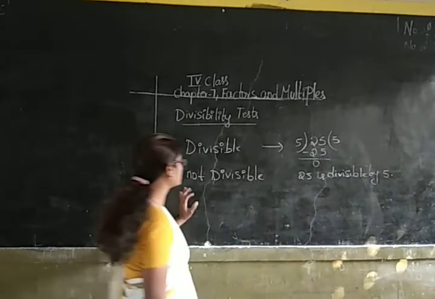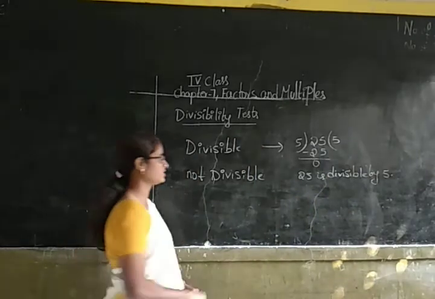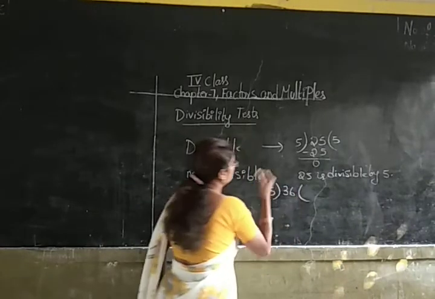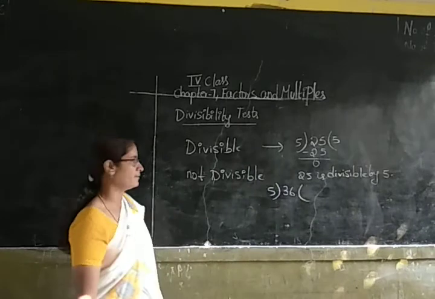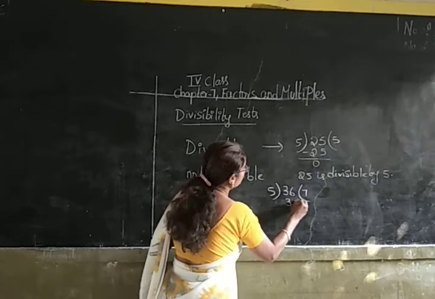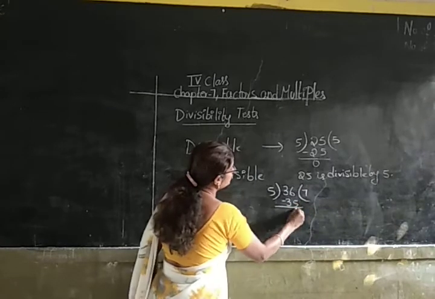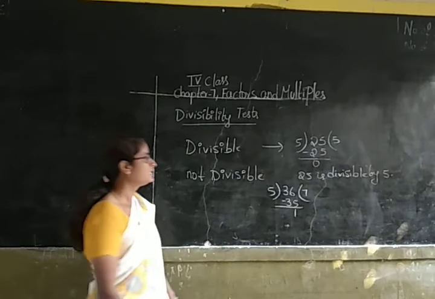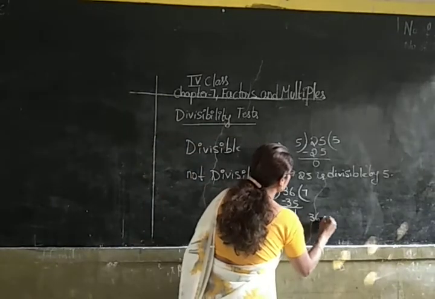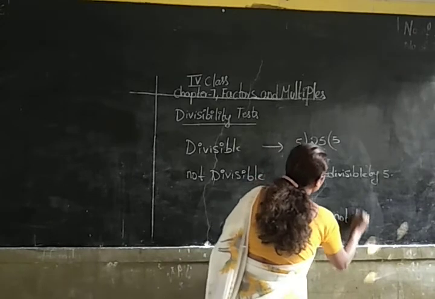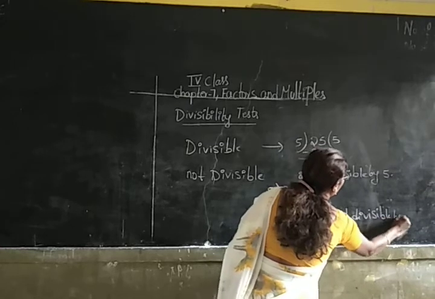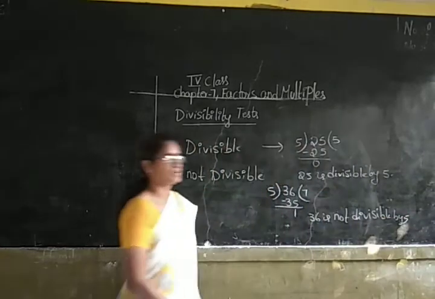Okay children, now let us learn what is the meaning of not divisible. Suppose let us divide 36 with 5. Okay. 5 sevens are how much? 5 sevens are 35. 6 minus 5 is how much? 1. Here we got a remainder as 1. So 36 is not divisible by 5.